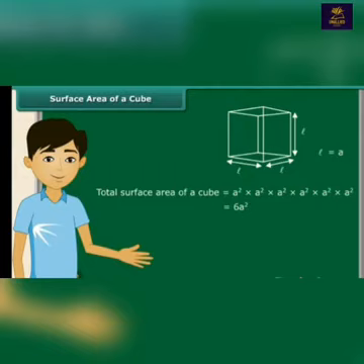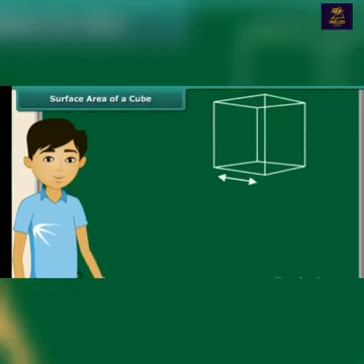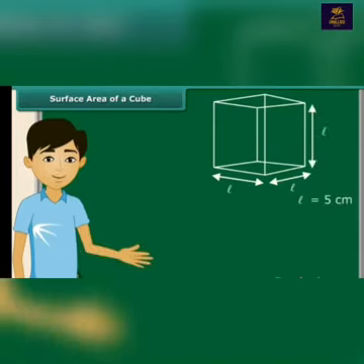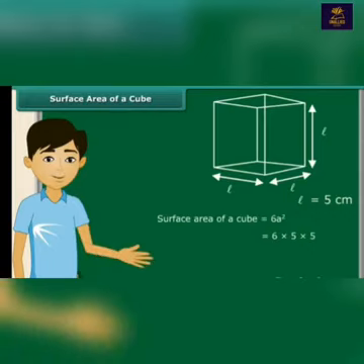Let us do an example. This is a cube having length of each side equal to 5 centimeters. So its surface area will be 6a square. Substituting the value of a, we get 6 into 5 into 5, which is equal to 150 square centimeters.